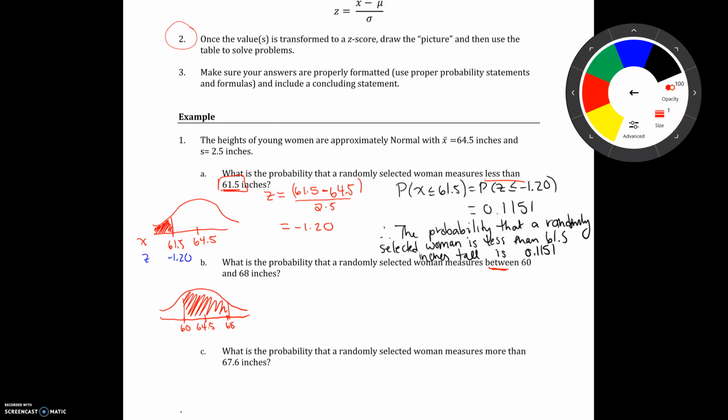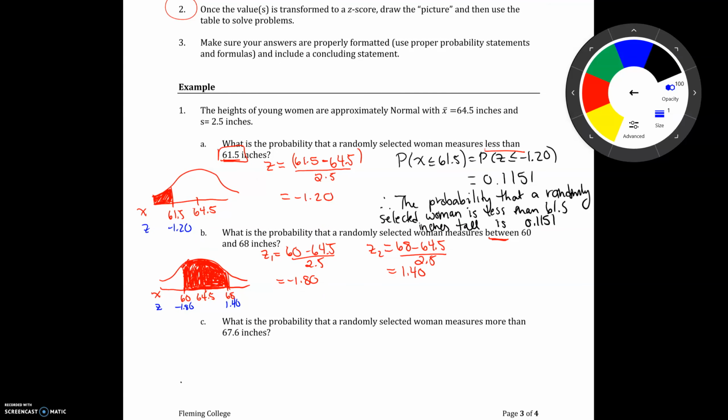So similar process as before, only now I have two different Z values to convert. I have to convert my 60. So I do 60 minus the mean, divided by the standard deviation, and calculate what that is. And then I also have to figure out what the Z score associated with 68 is. 68 minus 64.5 over 2.5. And I'll put those into my calculator. So those Z scores come out to negative 1.8 and positive 1.4 respectively.